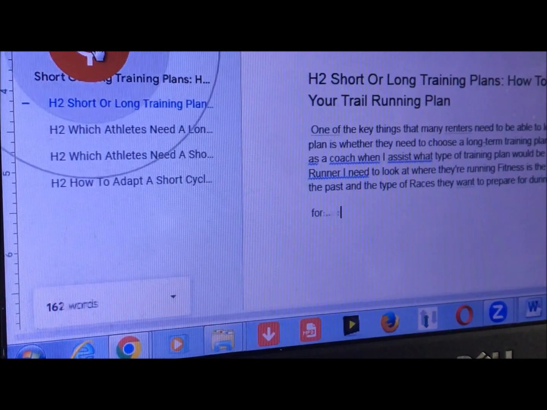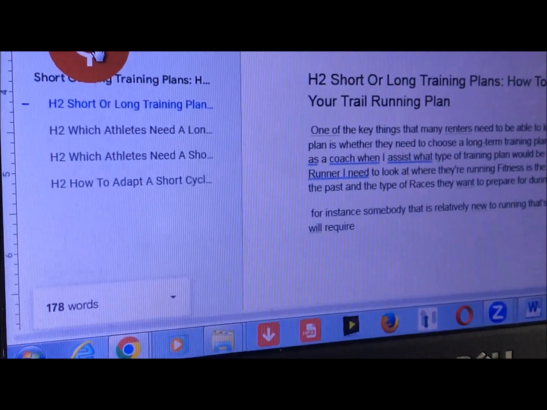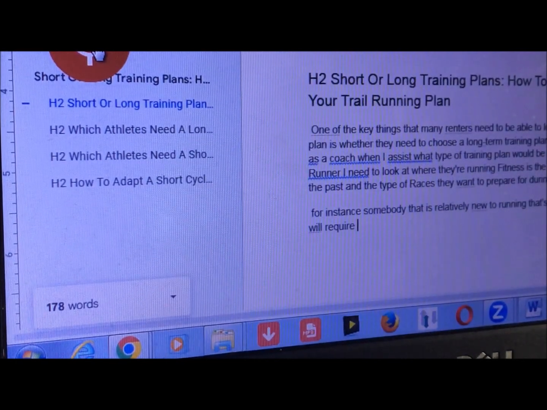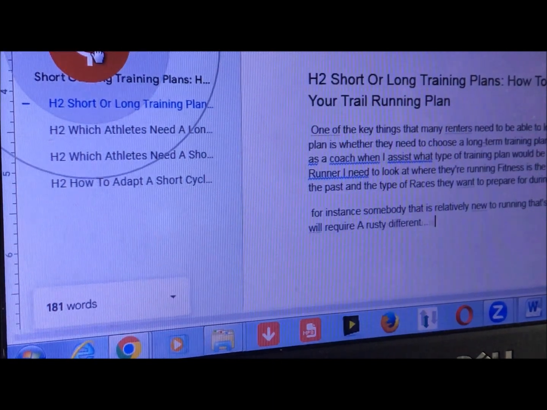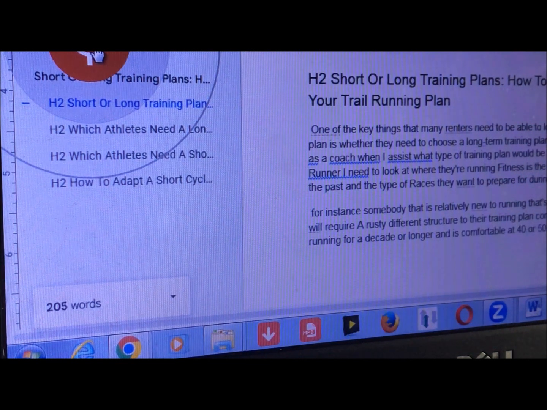For instance, somebody that is relatively new to running, that's only running 20 miles per week, will require a vastly different structure to their training plan compared to somebody that has been running for a decade or longer and is comfortable at 40 or 50 miles a week or even longer. Period.